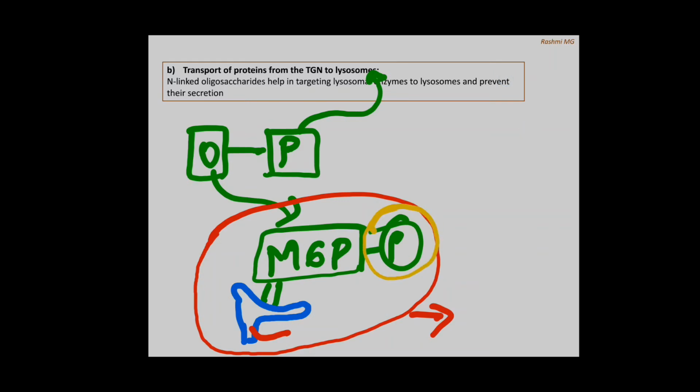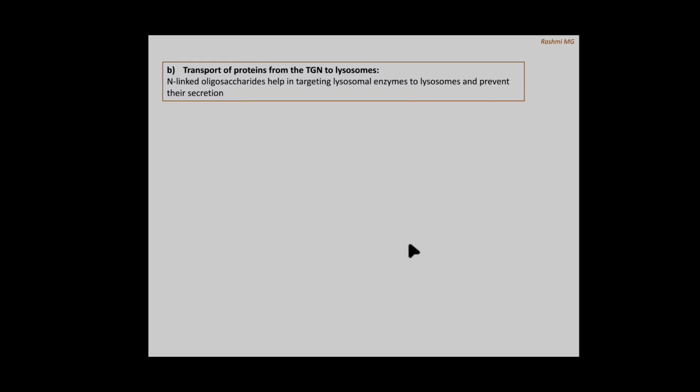This protein or enzyme is our interest. Once it enters the late endosome, it will fuse. So this transport vesicle first fuses with the sorting vesicle. After fusing with the sorting vesicle in the late endosome, these bound lysosomal enzymes are released within the endosomes. Let us understand this process by the image.